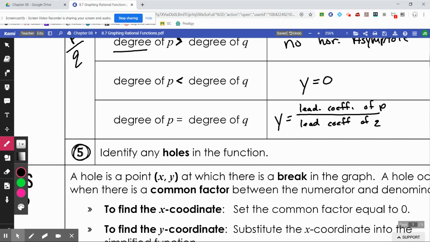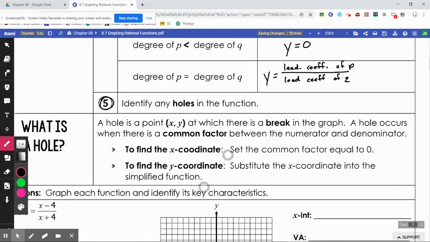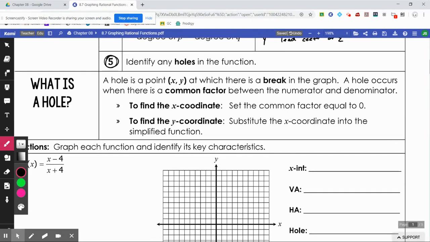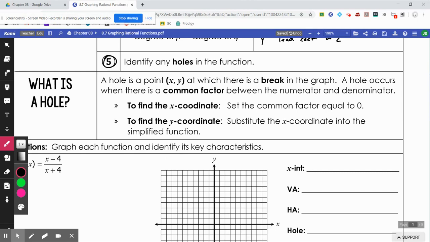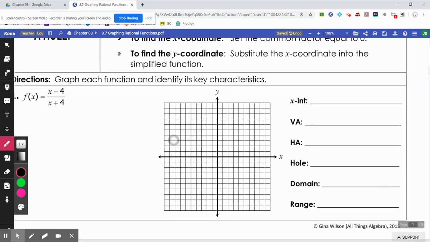And then step 5, we'll identify any holes. And here's how we identify holes. What is a hole? A hole is a point on your graph at which there is a break in the graph. A hole occurs when there is a common factor between the numerator and denominator. Then we set that common factor equal to 0 to find the x-coordinate. To find the y-coordinate, substitute the x-coordinate into the simplified function. But we'll go over all this as we go.